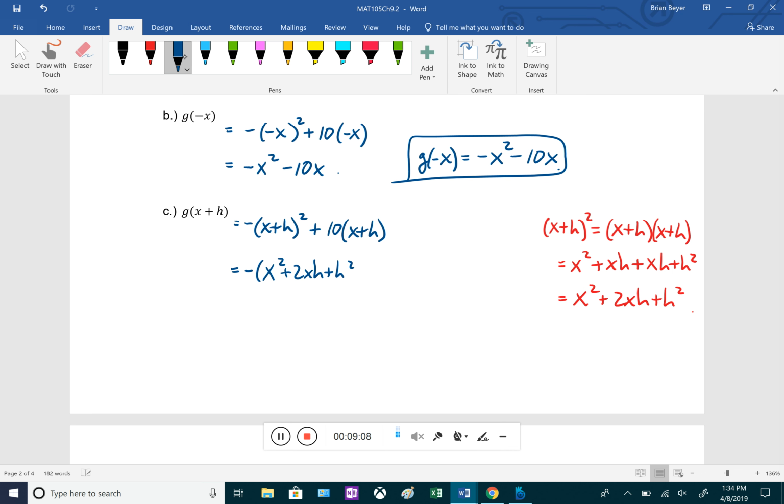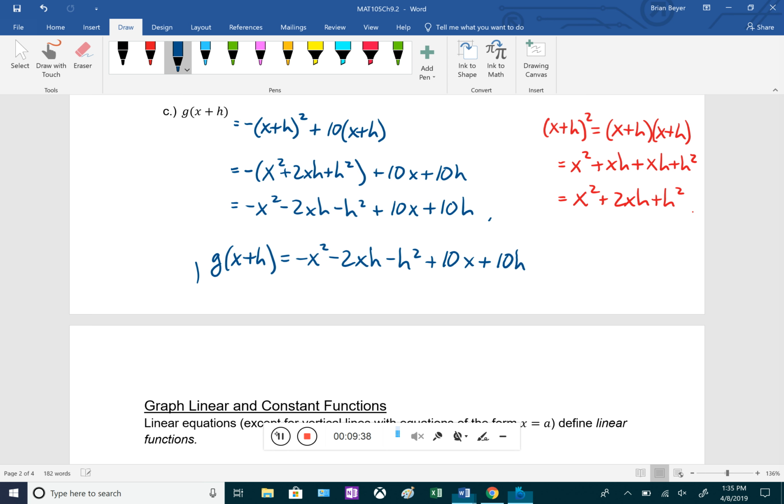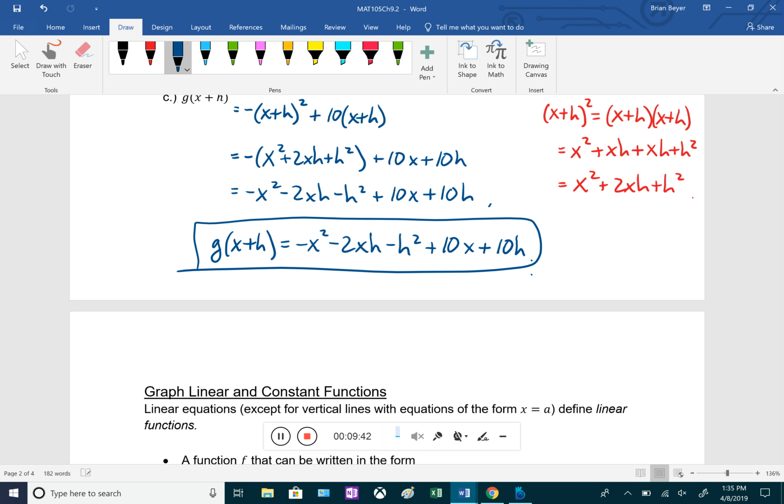And then let's distribute that 10. So plus 10x plus 10h. And now we have to distribute that negative, so it's -x squared minus 2xh minus h squared plus 10x plus 10h. And there's actually no like terms here, so we have to leave it just the way it is. And that is our g of x plus h. Okay, so pretty messy, but still doable.